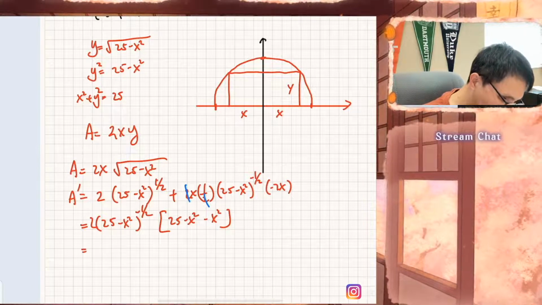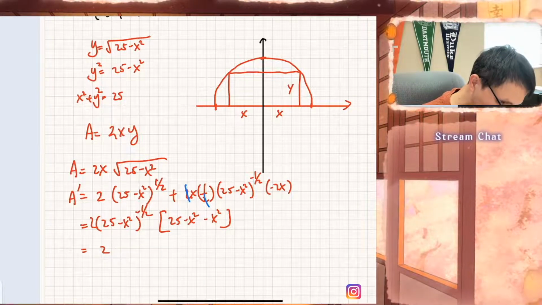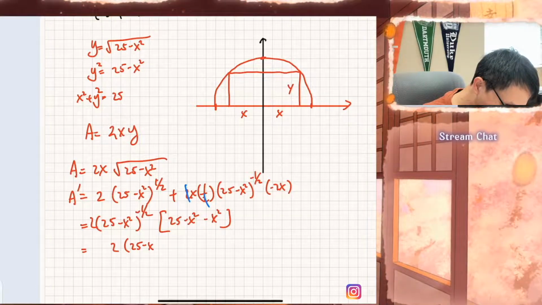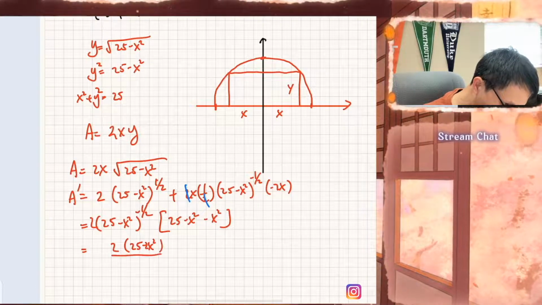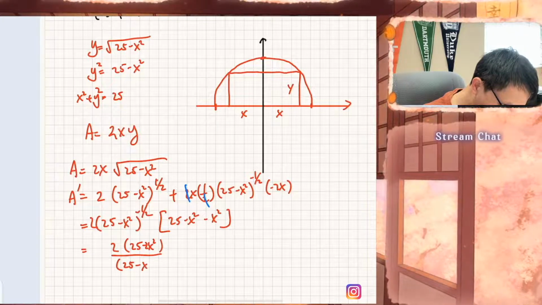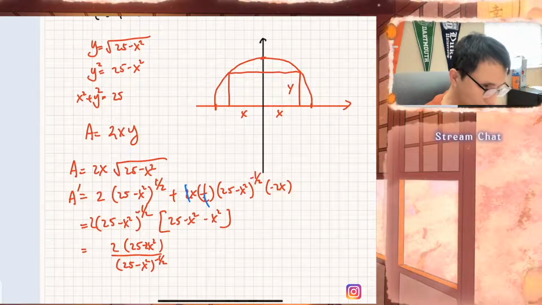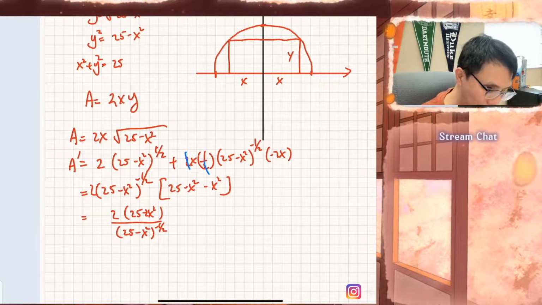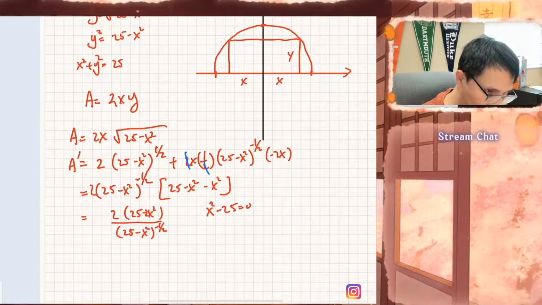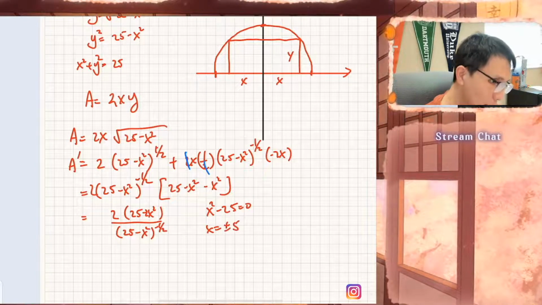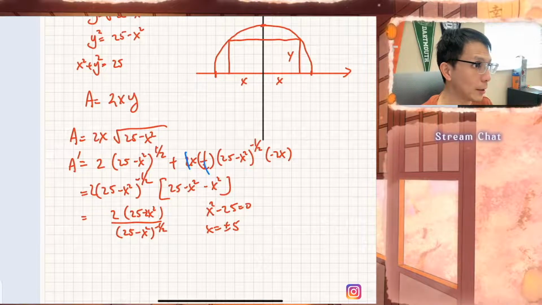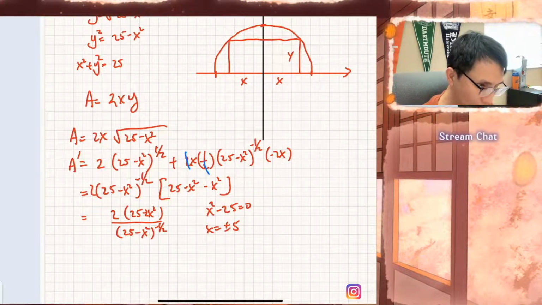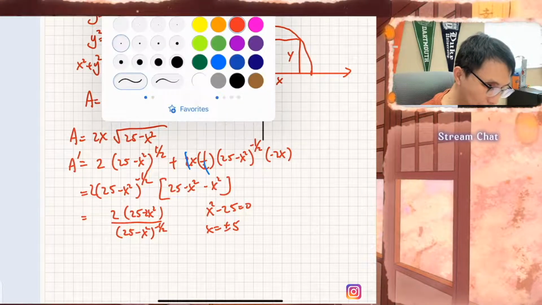So again, it is equal to 2x squared over 25 minus x squared to the negative 1/2. So you can set bottom equal to 0, just x squared minus 25 equal to 0, x equal to plus minus 5. It's not a physical restriction, because you cannot form a rectangle there. So this one is not part of the solutions.